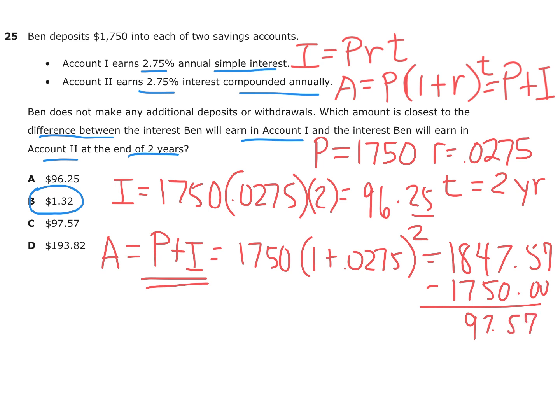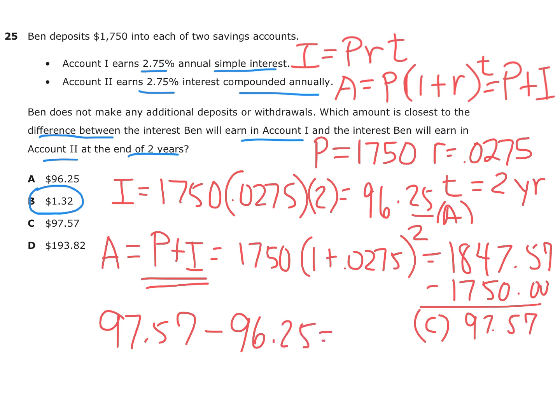Now, this turns out that this is answer C. And this 96.25 was actually answer A. So if you subtract those two, that will give you the difference between the two accounts, which is what they are asking for. So if you subtract 97.57 minus the 96.25, and if you use your calculator, you get exactly 1.32. And that was the correct answer.